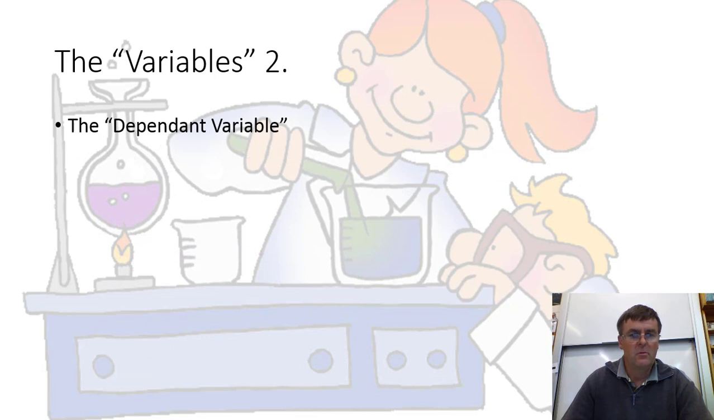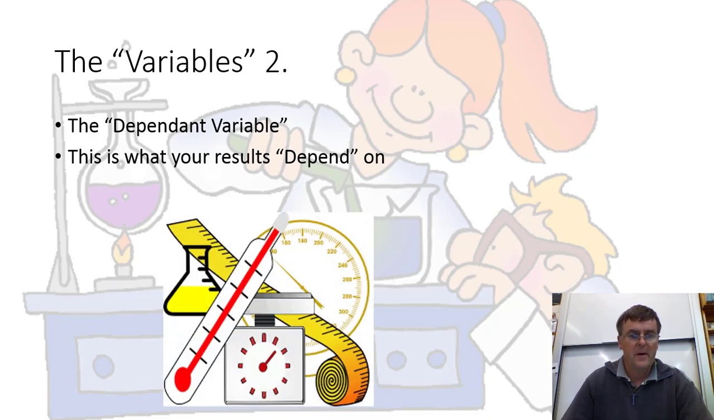So what's next? The dependent variable. Okay, that diagram mentioned it before. This is what our results depend upon. There's some equipment. Yes, this is probably the thing I'm going to measure. So maybe it's temperature you're measuring, size, distance, weight, something's changing, you're measuring it.